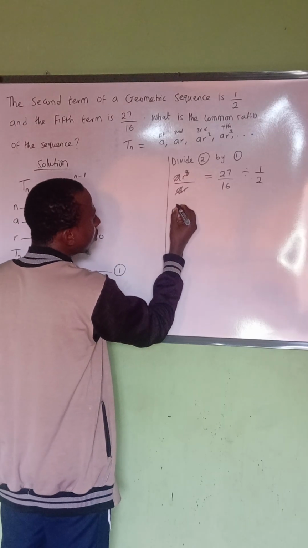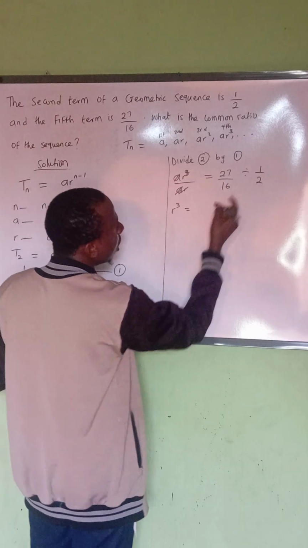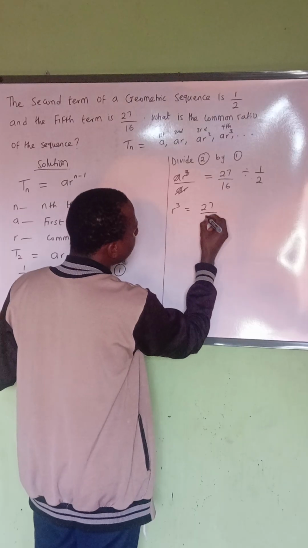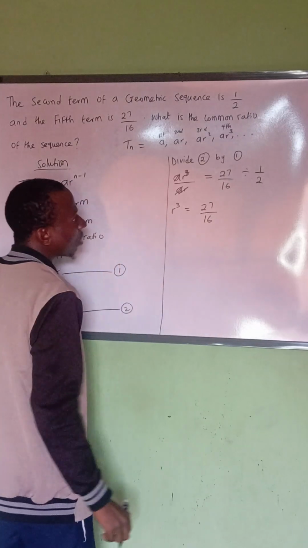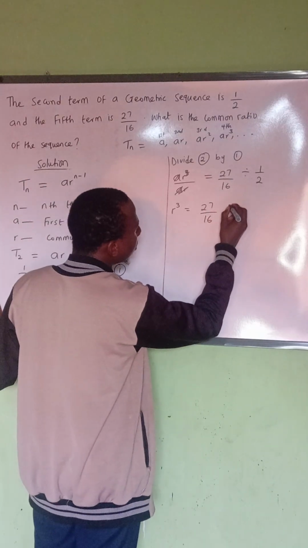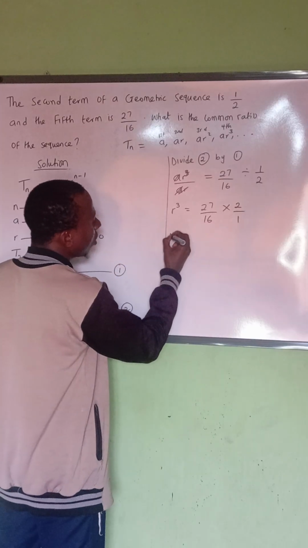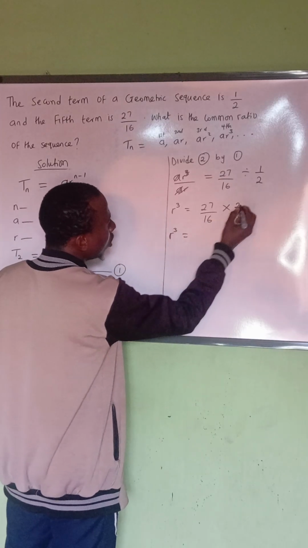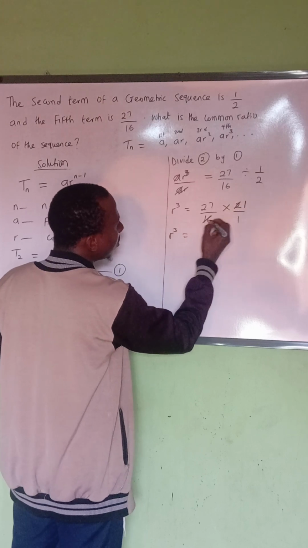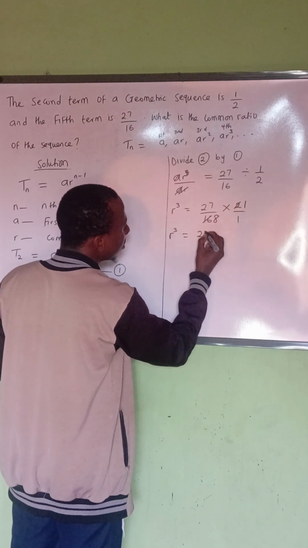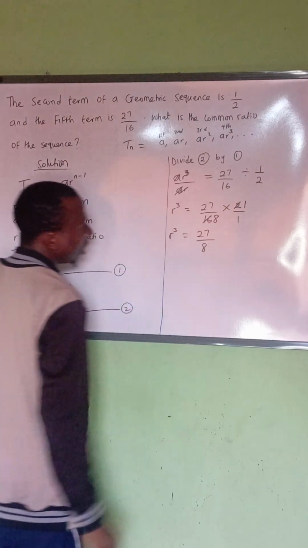So we have R raised to power 3 equal to 27 over 16. Division will change to multiplication, and we need to interchange the fraction. So that will be times 2 over 1. Now, R raised to power 3 will be equal to, 2 into 16 is 8, so we have 27 over 8.